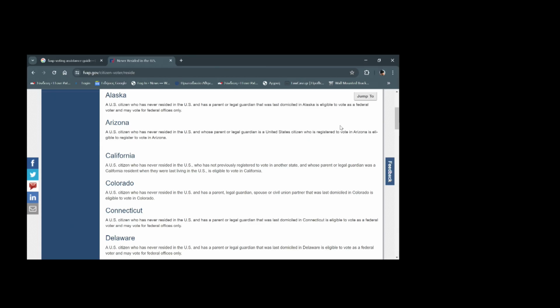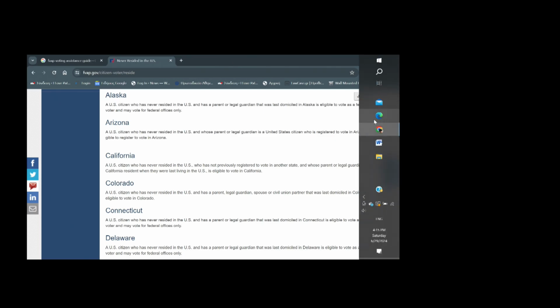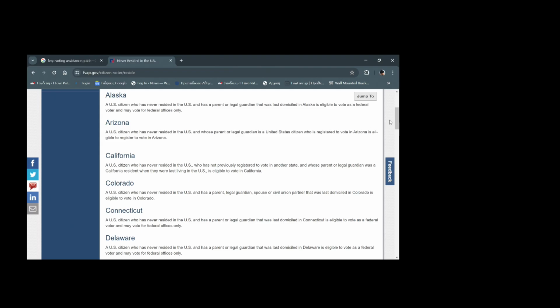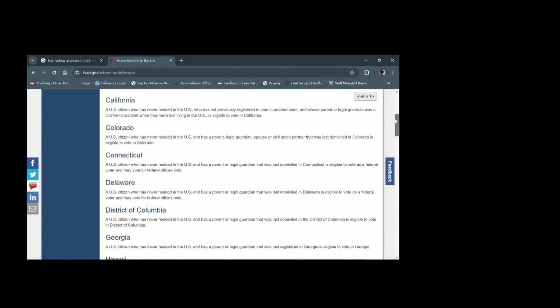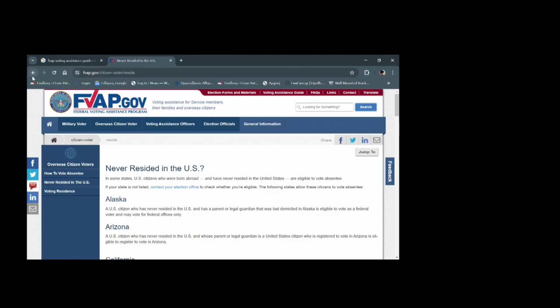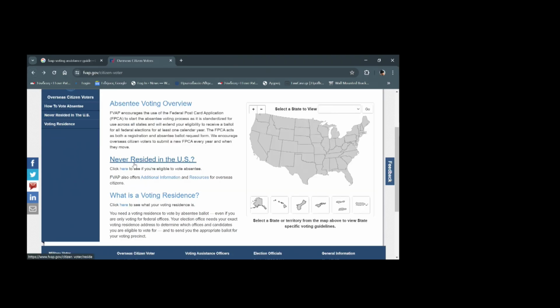Let's see Colorado, for instance. A U.S. citizen who never resided in the U.S. but has a parent or legal guardian that was domiciled in Colorado can vote in Colorado. Generally, that's the rule. Very few states will not allow you to vote flat out. Anyway, if you still have queries, obviously you can get in touch with Republicans Overseas, and our web helplines will be happy to oblige.